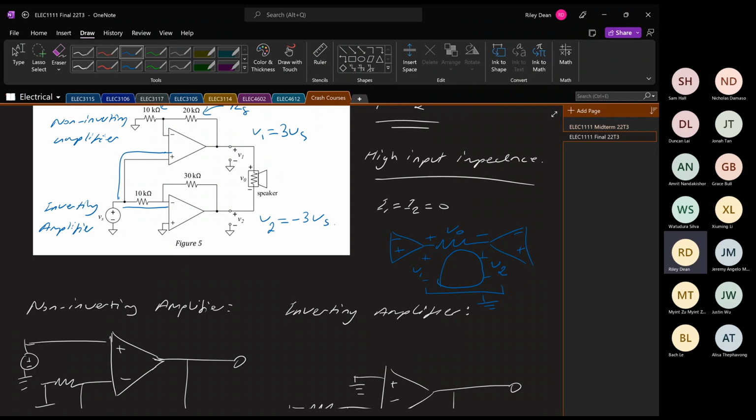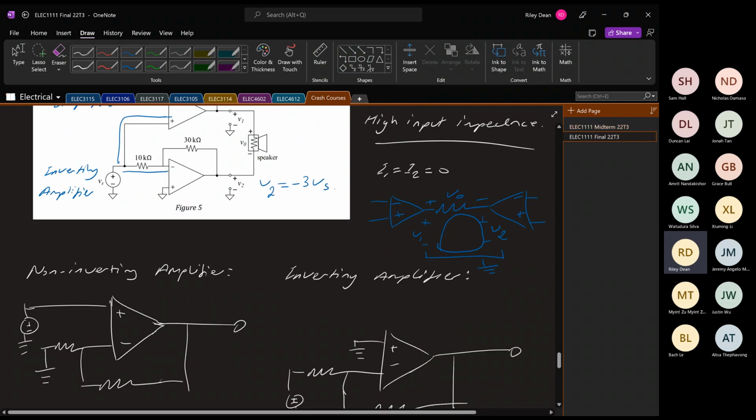Does that make sense in terms of what the closed loop would actually look like? Naturally, I haven't drawn out all the circuitry because that would be quite a complex diagram, but this is what it actually looks like, and that is a common way it's represented.